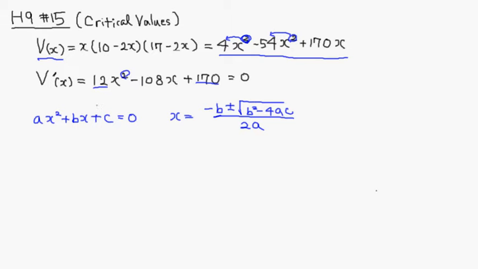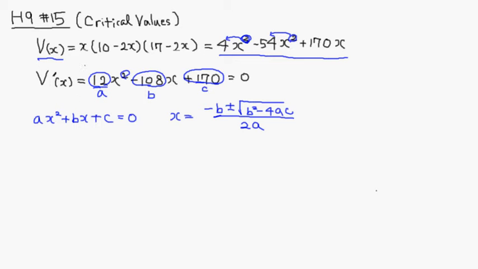Let's identify a, b, and c in this case. The 12 is the coefficient of x squared, so this is our a. The negative 108 is the coefficient of x, so this is our b. Then the constant term is 170, so that's our c.